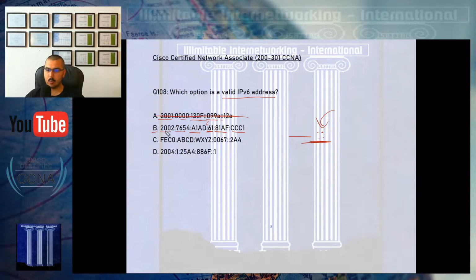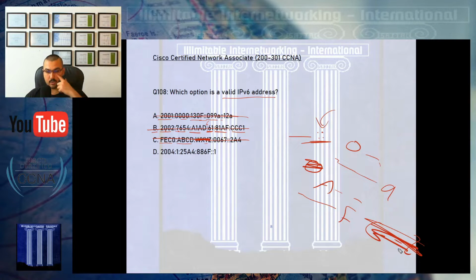Yet 1, 2, 3, 4, 5, 6. It should be 8, I'm sorry. C says FEC0 A B C D W X Y Z. Who is W X Y and Z? It's a hexadecimal language. It starts from 0 up to 9, and then from A up to F. So from G to Z, this is not a hexadecimal language. This is the English language, definitely.